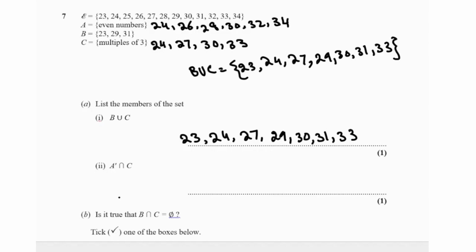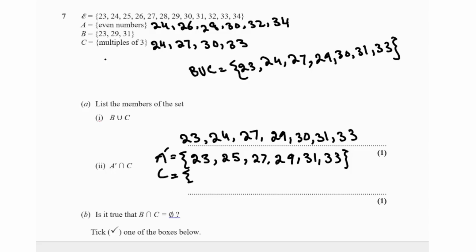How are we going to find out A complement intersection C? So what is A complement? Let's write down. A complement means not A. So you've cancelled from the universal set, so you will get 23, 25, 27, 29, 31, and 33. So this is A complement, meaning not A. If you remove all these numbers from the universal set, you will get A complement with 23 up to 33. An intersection with C.